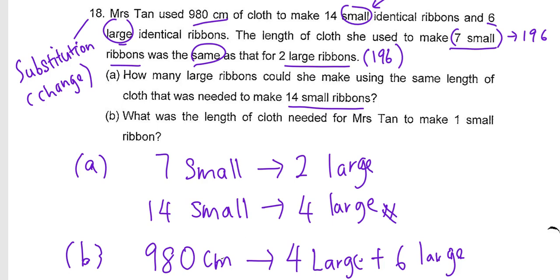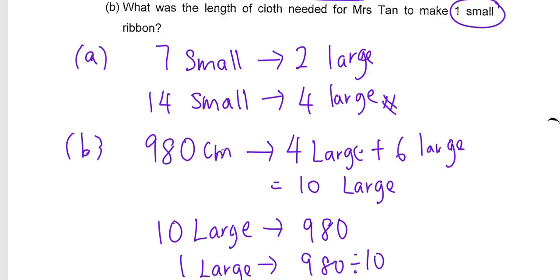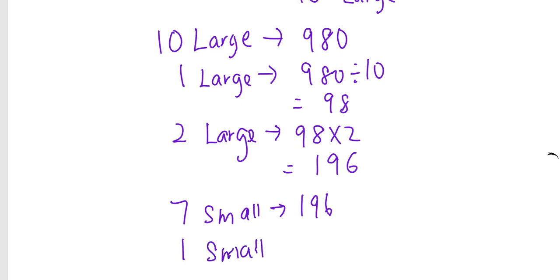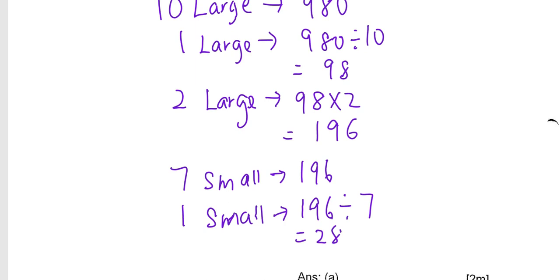So what was the length needed to make 1 small? So if you know that 7 small is 196, so I'm going to write down: 2 large is the same as 7 small. 7 small is also 196. Then I can simply just divide it to find the length of 1 small ribbon. That gives me the final answer, 28.